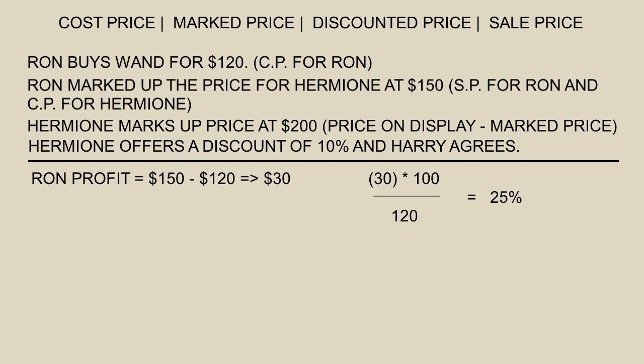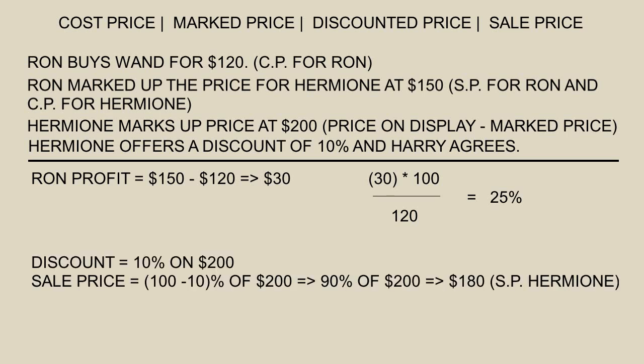Now Hermione marks up the item at $200. This is the item's marked price for Harry, or let's say the base price or MRP, advertised price sort of a thing. After that, there's a 10% discount. So effectively, the current item's price would be 90% of the marked price. 100 minus 10 is equal to 90. So that is $180, 90% of $200. This is the selling price for Hermione or the cost price for Harry.